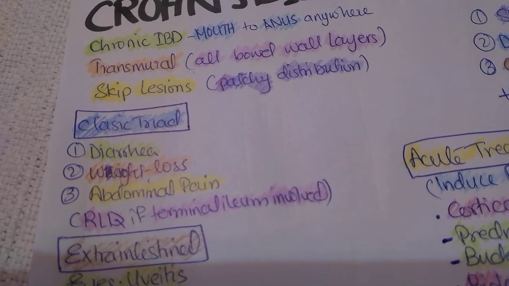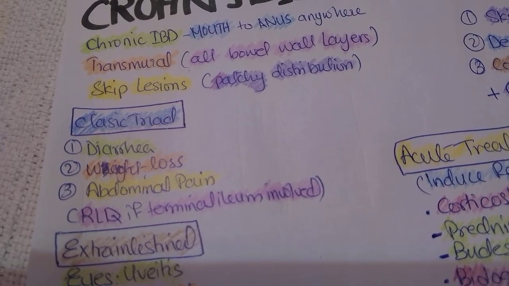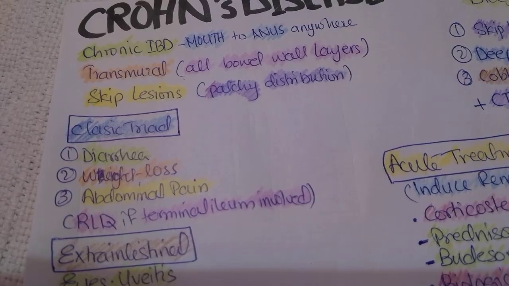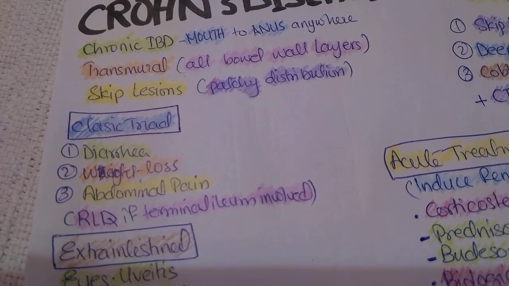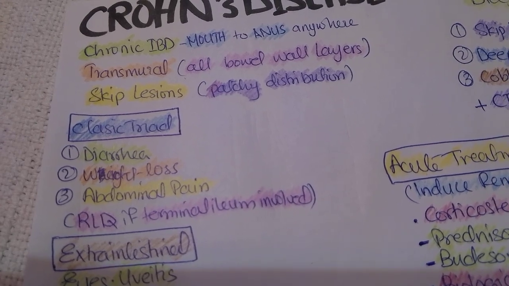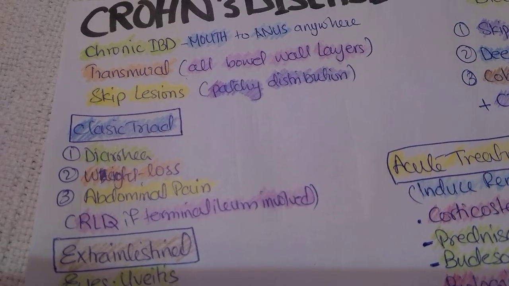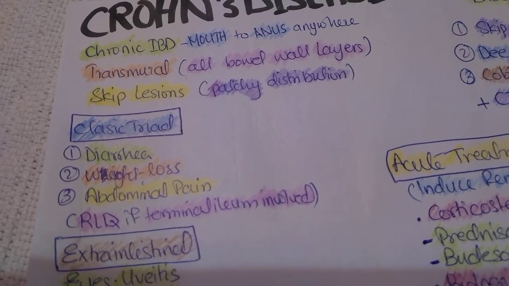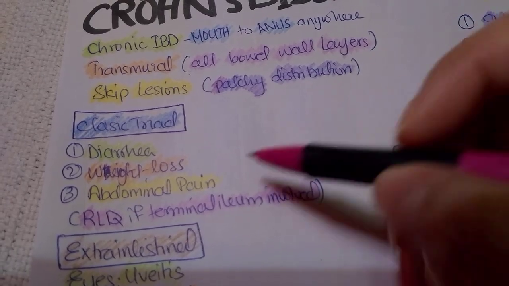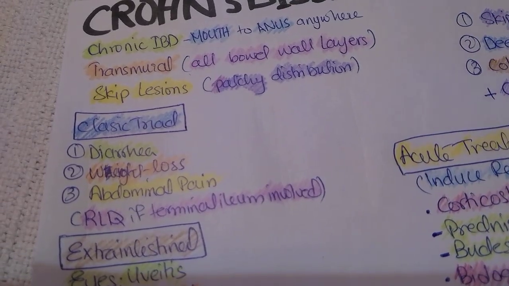The disease shows a patchy distribution with skip lesions, areas of diseased bowel separated by normal tissue. Most commonly affects the terminal ileum, but remember, it can be anywhere. The classic triad is diarrhea, weight loss, and abdominal pain. So the pain is often cramping, commonly in the right lower quadrant when the terminal ileum is involved.